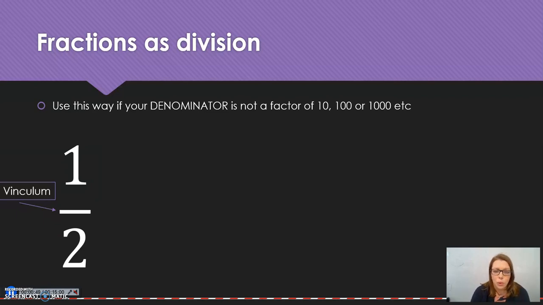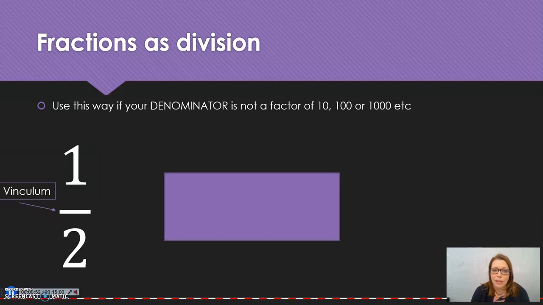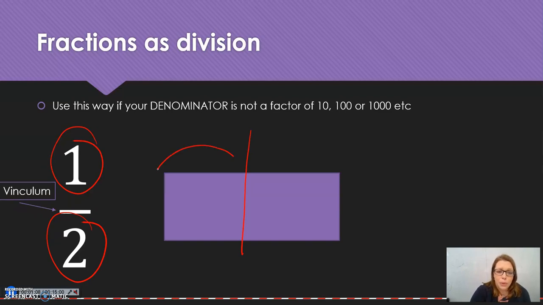So let's put that into a bit of perspective with a rectangle. Let's pretend this is a chocolate bar. We've got 1 chocolate bar and we are going to be dividing that into 2 equal parts. So let's split straight down the middle here. It's not quite perfect, but it gets the job done. So we've got 1 divided by 2 equals half, and that is half of the chocolate bar.